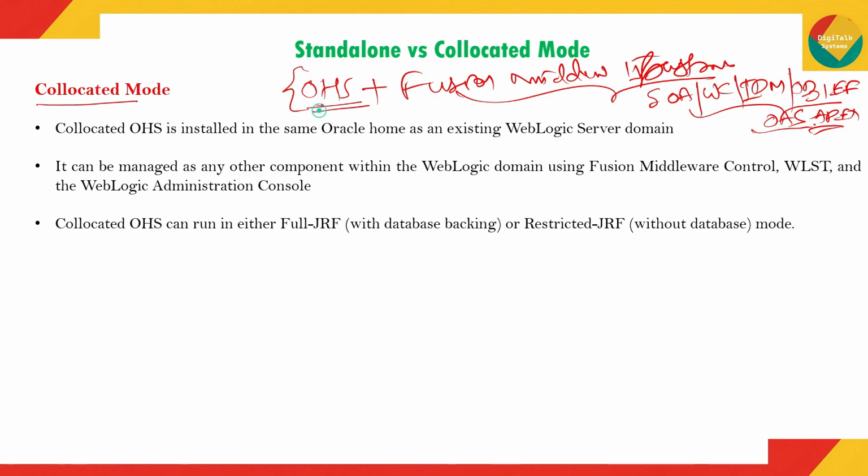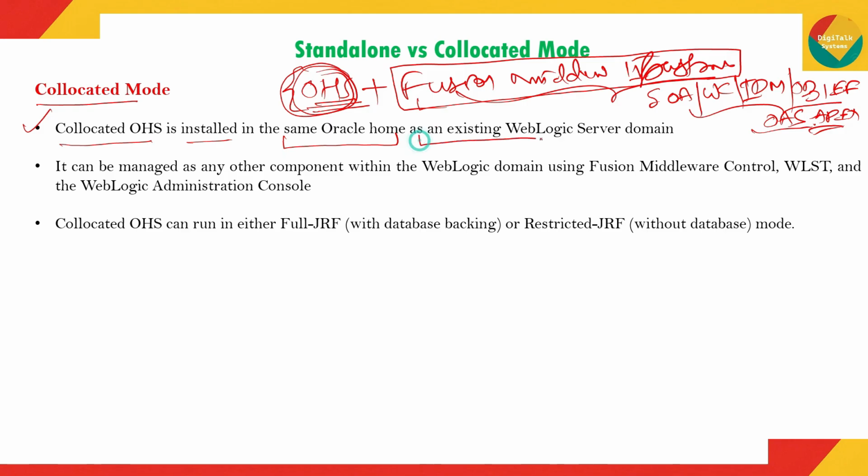If it is the co-located mode, now you have a dependency. You cannot install the OHS as a standalone component. You need the Fusion Middleware infrastructure to be installed first, and then you can install the OHS. So that means co-located OHS is installed in the same Oracle home as an existing WebLogic Server domain, and this WebLogic Server is referred to as the Fusion Middleware infrastructure, right? So this is one of the major differences in the co-located mode. You always need the Fusion Middleware infrastructure, and then you can install the OHS in the co-located mode.